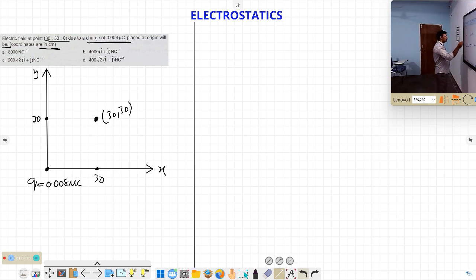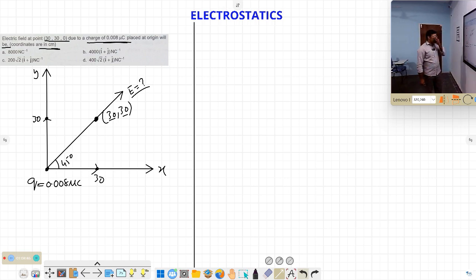Now if you imagine what the direction of the electric field at this point is, you take the direction of the electric field at this point in this direction. They are asking to find this electric field in terms of i and j components. First, this is 30 along the x-axis and 30 along the y-axis, so the resultant of these two follows exactly the diagonal.